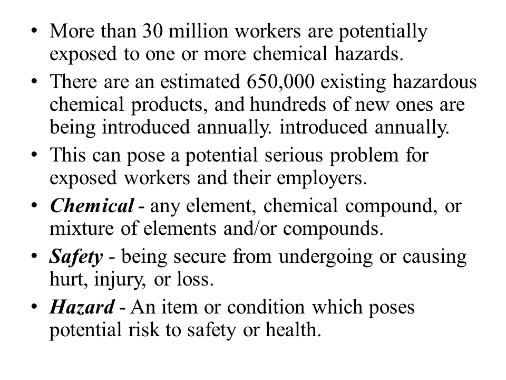So how do we define a chemical, actually what a chemical is. Chemical is defined as any element or a chemical compound or a mixture of these two, that is elements or compounds. And coming to the definition of safety, we have discussed it in the earlier modules itself. Safety is defined as being secure from undergoing or causing hurt, injury, or loss. Hazard, there's a difference between safety and hazard. A hazard means a condition which poses potential risk to safety or health.